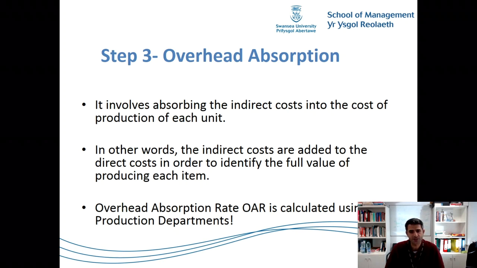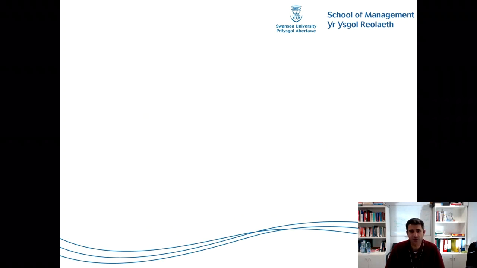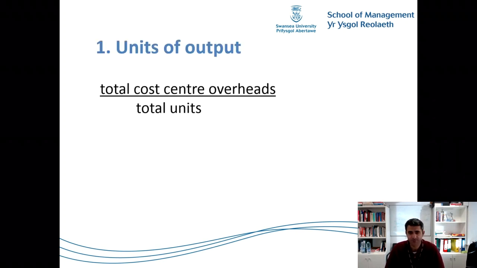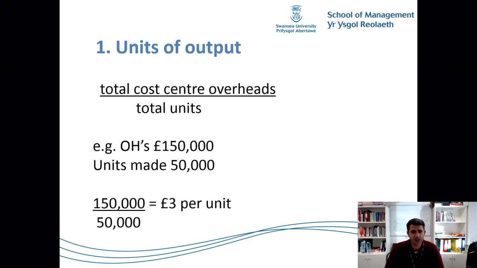So how to do this? Let's have a look. We have 3 ways. The first one, we could do it through number of units, number of labor hours, and number of machine hours. Let's have a look at number of units. The formula you need to follow is the total overhead cost divided by number of units. If you look at this, the overhead cost is £150,000, and the number of units made is 50,000. If you divide it, that's £3 per unit.